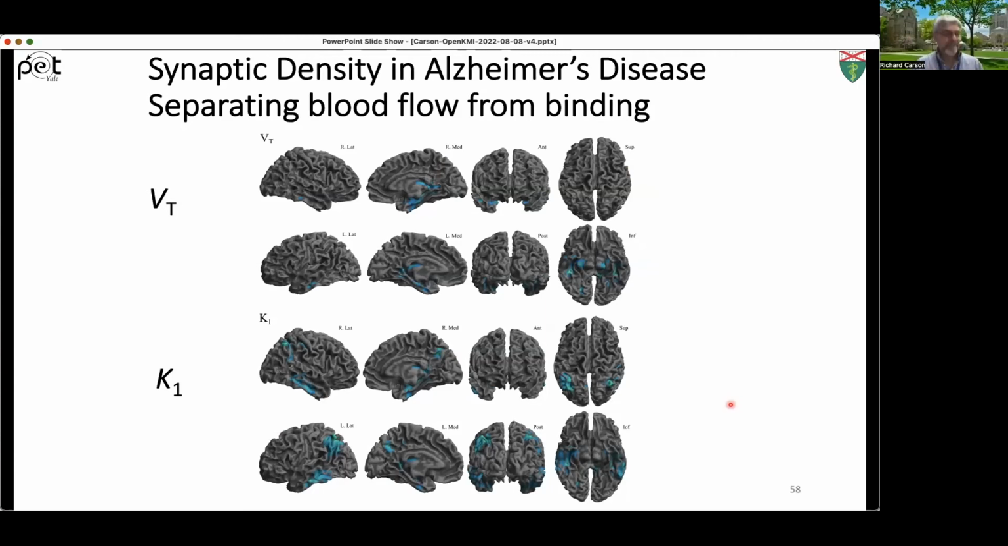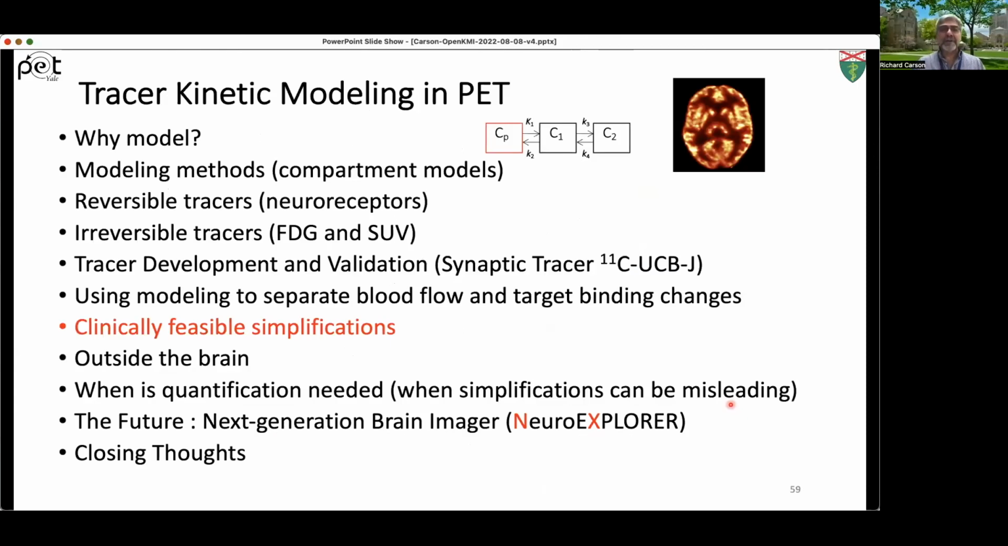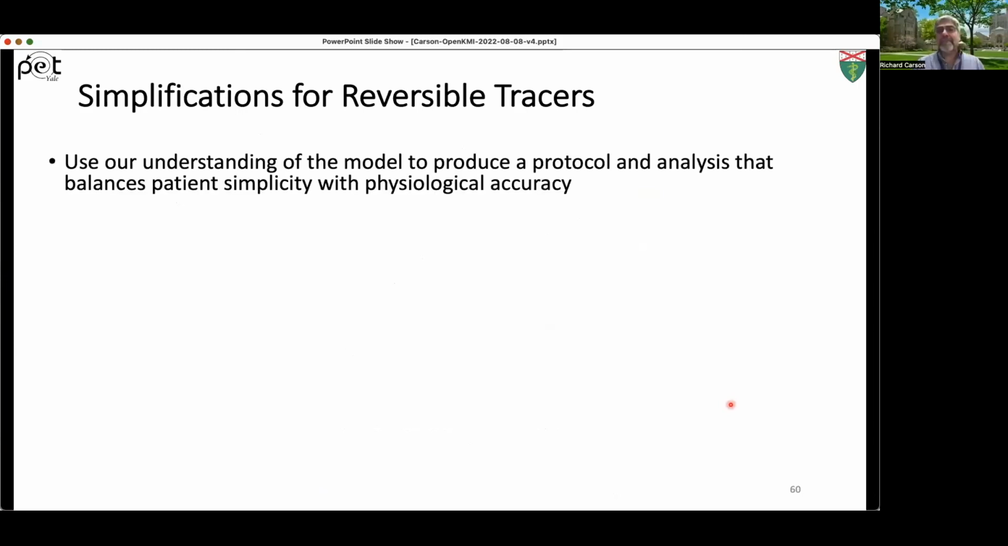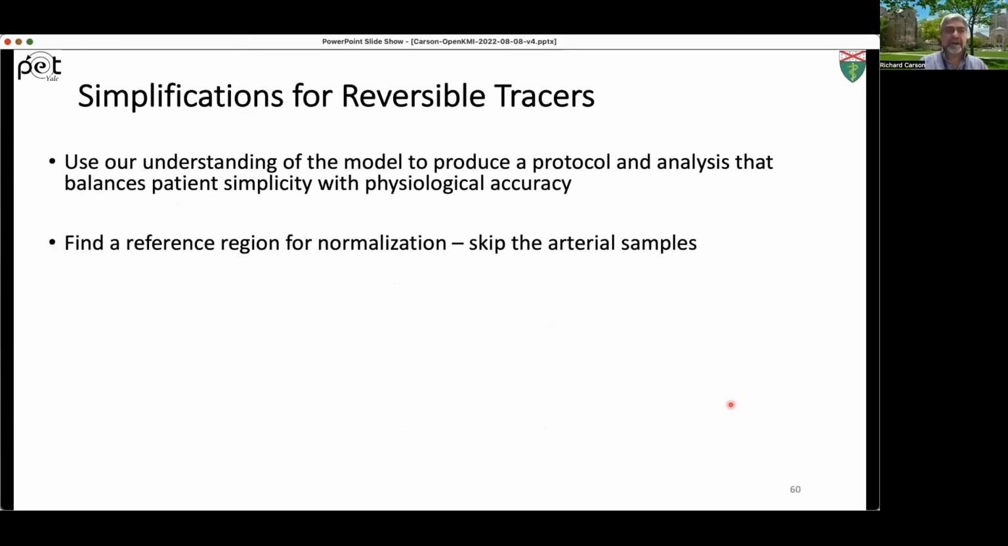Now, how can we simplify? Understanding that, can we do things to make life a little simpler, more practical for some of our patients? So what are we thinking about here? We've got a model. We think we understand how it works, how it's related to the physiological action. We've done all that work we've talked about. Maybe we can skip the blood samples if we can find a reference region to normalize, because those blood samples get pretty invasive. And honestly, not that many sites are ready to not only take blood samples, process them, but also handle those metabolites.